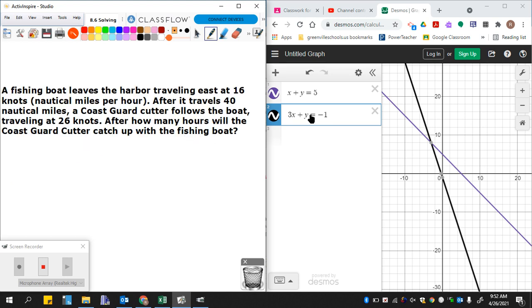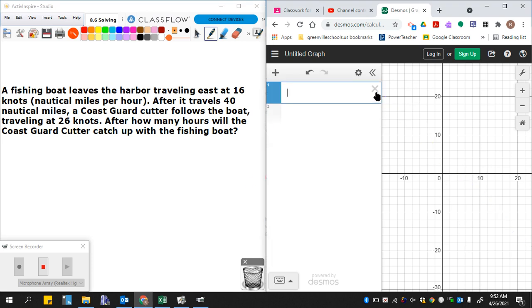All right, so we have a word problem. It says a fishing boat leaves the harbor traveling east at 16 nautical miles per hour. After it travels 40 nautical miles, a Coast Guard cutter follows the boat traveling at 26 knots. After how many hours will the Coast Guard cutter catch up with the fishing boat? Okay, so we're just going to say y is equal to 16 times however many hours we have.